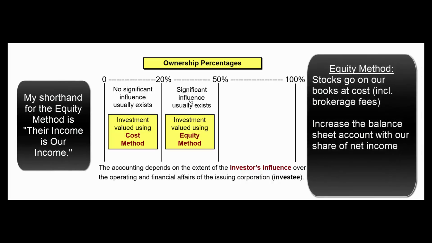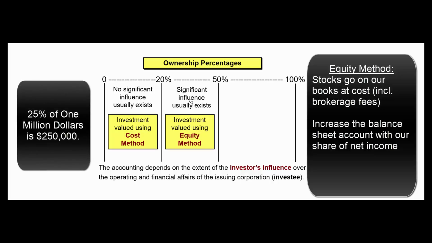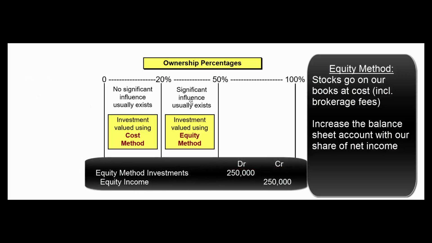So if we own, say, 25% of another company, we're going to use the equity method. What's going to happen is if they make $1 million in a year, we're going to take $250,000 of that, put it on our balance sheet as an increase to that equity method investment, and book $250,000 worth of equity income. So even though we didn't make that $250,000, even though we didn't get a check for that $250,000, we'll increase that investment on our books by $250,000, and we'll book $250,000 of something called equity income.